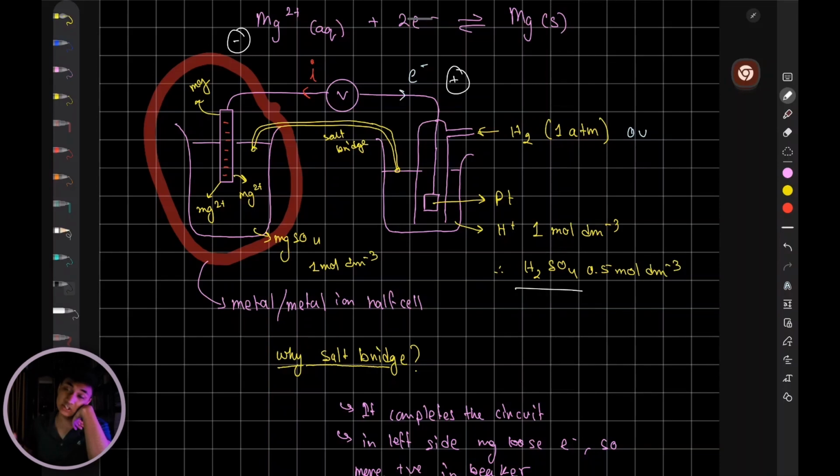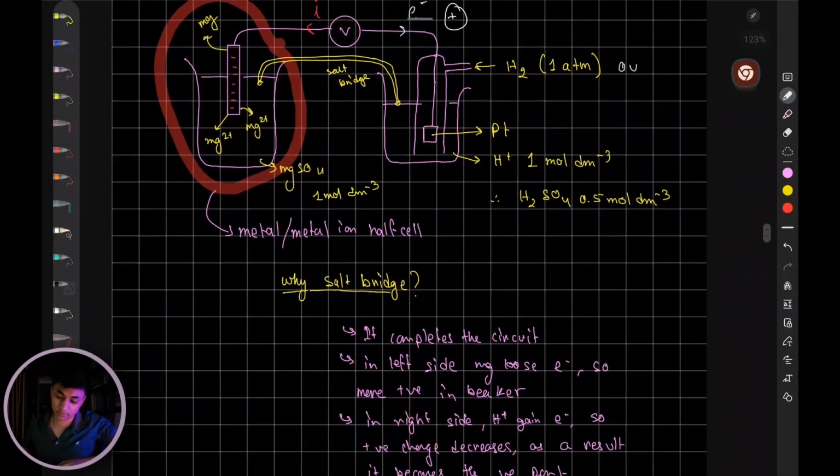But since you're adding H2SO4 into the solution, to get 1 mole per dm cube of H plus, the concentration of H2SO4 is actually supposed to be 0.5 mole per dm cube. So let's say they just gave you H2SO4 and kept this place blank for you to write what the concentration of H2SO4 is going to be. You won't write 1 mole per dm cube, you're supposed to write 0.5, because for each mole of H2SO4 you get 2 moles of H plus, which is why 0.5 mole will give you 1 mole of H plus. Therefore, we get 0.5 mole per dm cube of H2SO4, not 1 mole per dm cube.